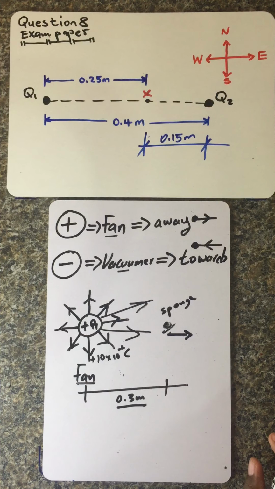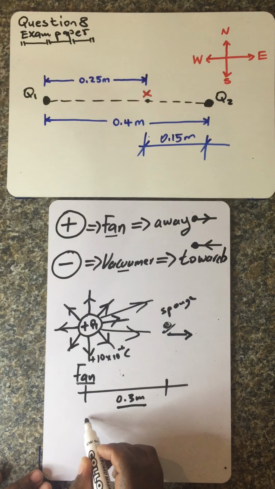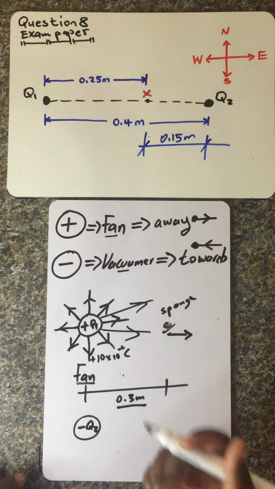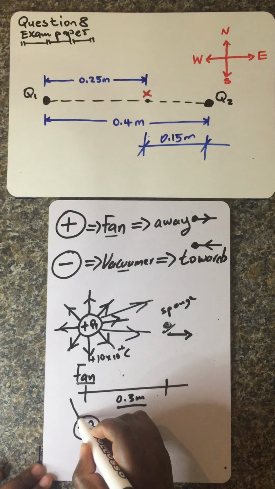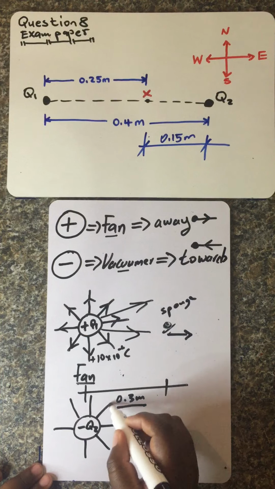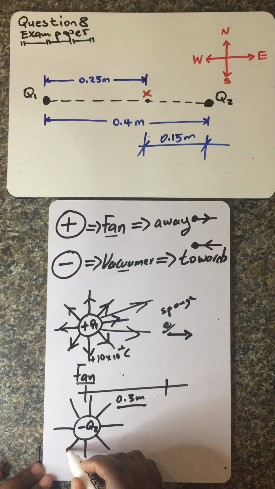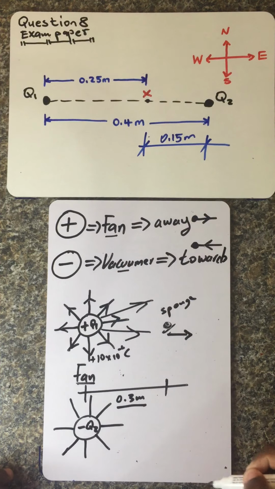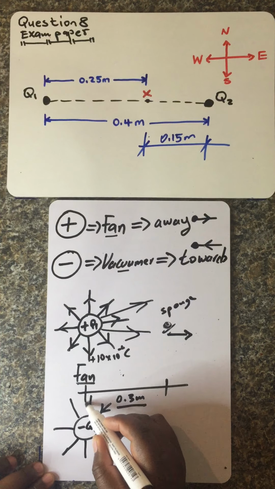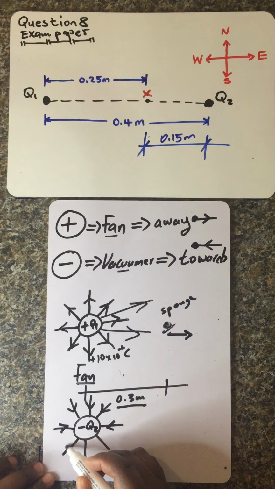I'm not sure if I should just quickly explain what a vacuumer will do. But let me just do a negative charge, which is charge Q2. Obviously, we've got electric field lines around that charge. What does a vacuumer do? It's pulling, it's sucking some air towards itself. So this is how you do the arrows. Very, very important that you understand this part, guys.